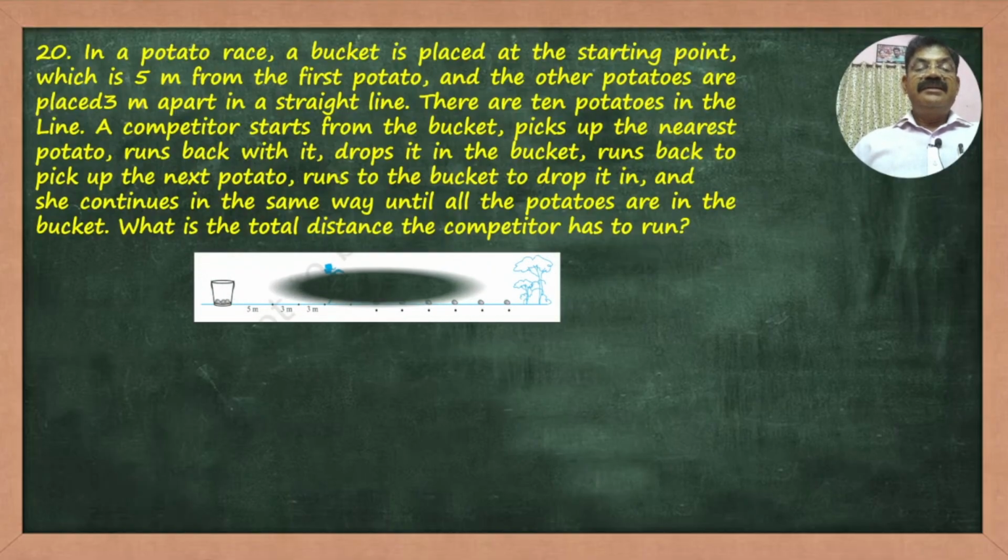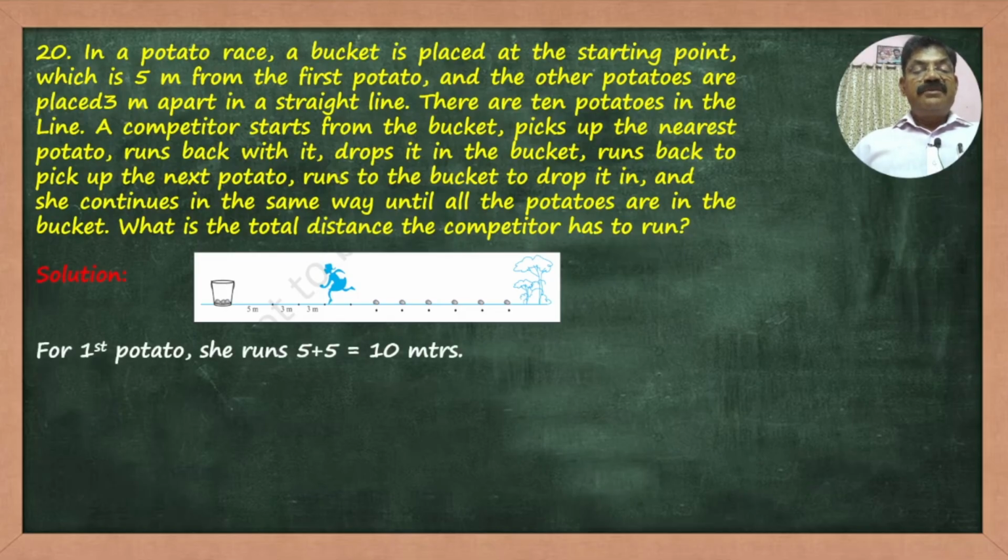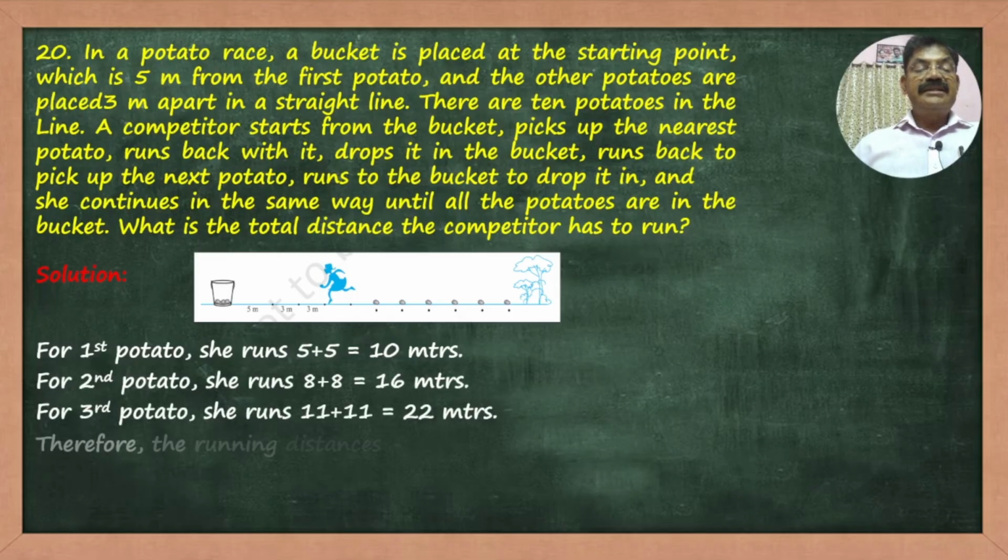Okay. You look at this diagram. This will explain it clearly. She starts from the bucket. So first to reach the first potato, she runs 5 meters. Back to the bucket again 5 meters. So for the first potato, total distance covered is 10 meters. For the second potato, 5 plus 3, 8. Back 8, so 16. Third potato, 5 plus 3 plus 3, 11, plus 11, 22, and so on. Okay. So for the first potato, 10 meters, second potato, 16 meters, third potato, 22 meters, and so on.